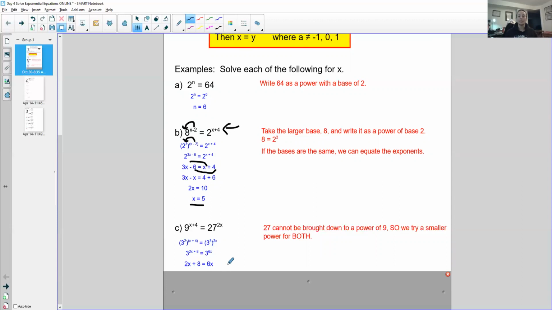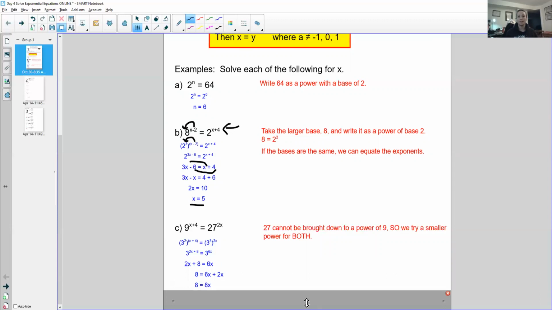So I'm going to bring 2x onto the right-hand side, subtract them or simplify to give you 8x. That's a mistake. This should be a minus. So 6x minus 2x is 4x. And now I have to divide both sides by 4 to get the x by itself, and you should have x equals 2.